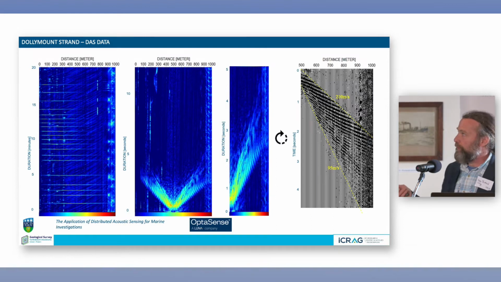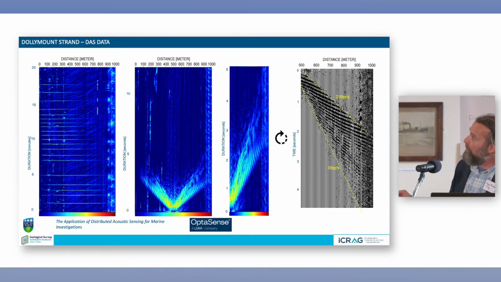If we just have a look at some of the fibre optic data. One of the other things about this is that we record continuously, so it's a monitoring system rather than a single shot. This is 20 minutes of data speeded up. Each of the horizontal lines there is a shot at different points along the cable. 0 is out at sea, and the last 900 to 1,000 metres is the beach, which is a bit noisier.